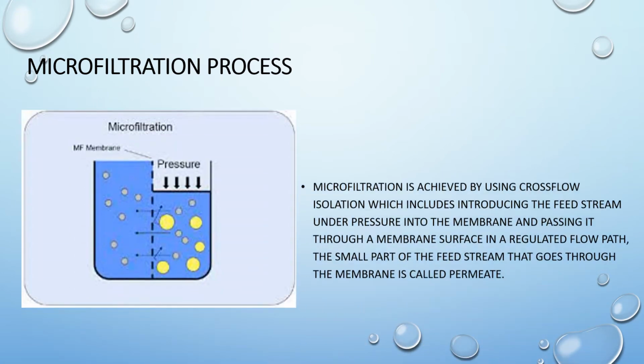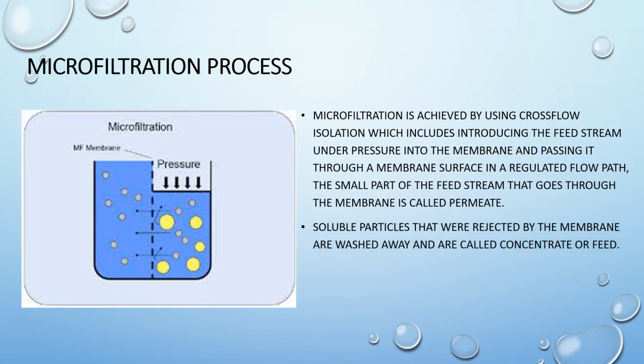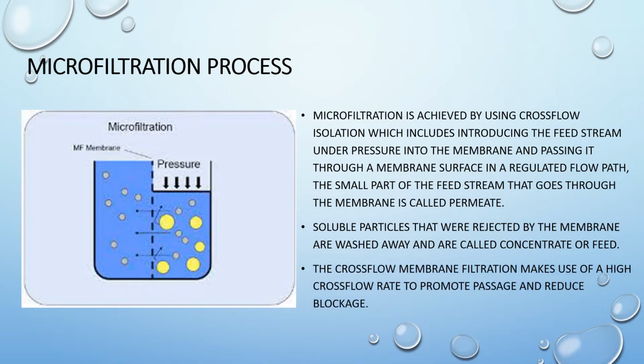Microfiltration process. Microfiltration is achieved by using cross-flow filtration, which includes introducing the feed stream under pressure into the membrane and passing it through a membrane surface in a regulated flow path. The small part of the feed stream that goes through the membrane is called the permeate. The particles that were rejected by the membrane are washed away and are called the concentrate of the feed. The cross-flow membrane filtration makes use of a high cross-flow rate to promote passage and reduce blockage.